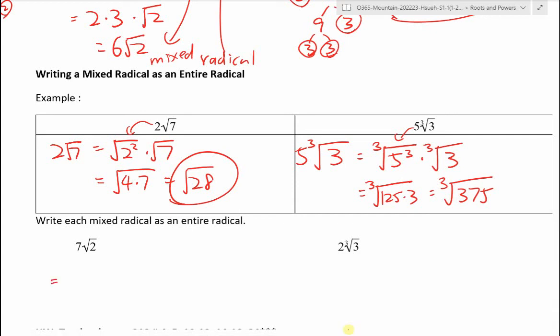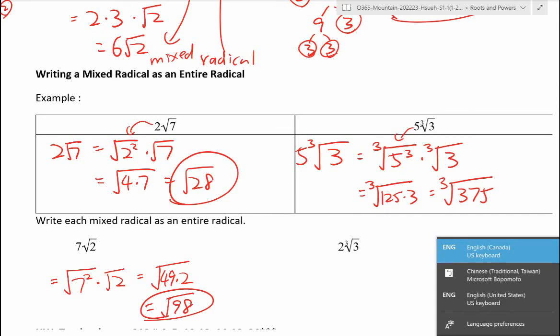7 is a square root, so you need to turn 7 into 7 squared. Root 2 obviously is still root 2. 7 squared is 49 times 2, which is going to give you the square root of 98. Okay, hopefully that's what you got.